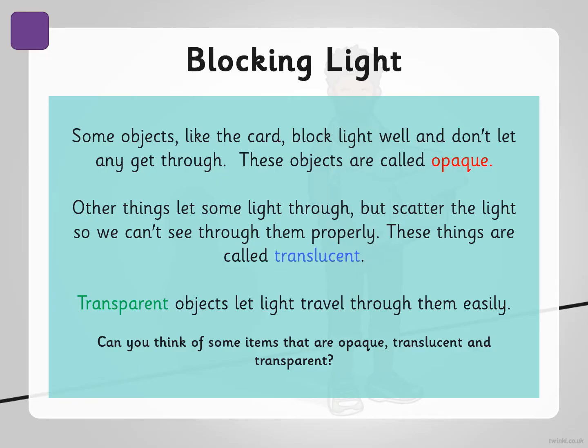Starting us off, we've got some really key words that I want you to learn. So the first one's opaque. Now opaque is something that blocks light and no light gets through it. Okay, so that's opaque. So it completely blocks the light. You can't see through it.